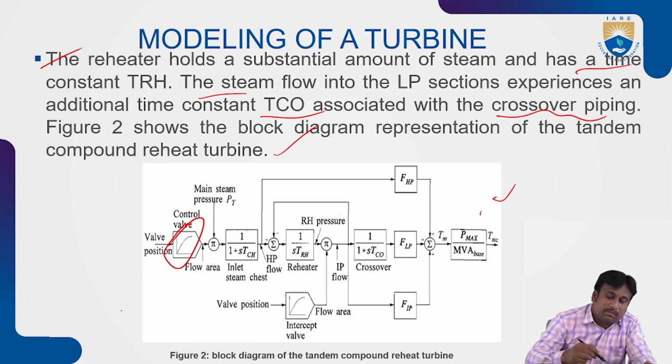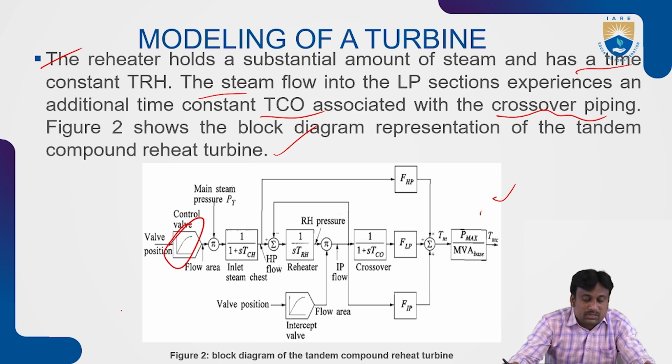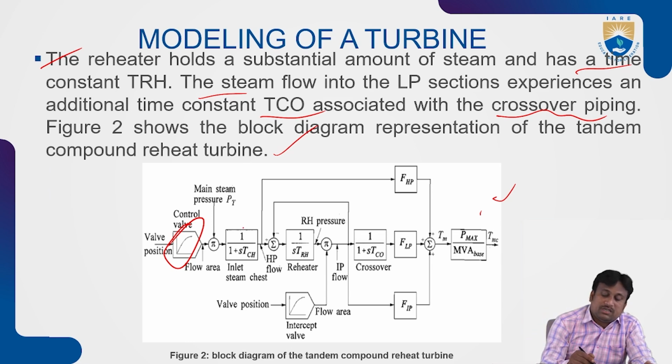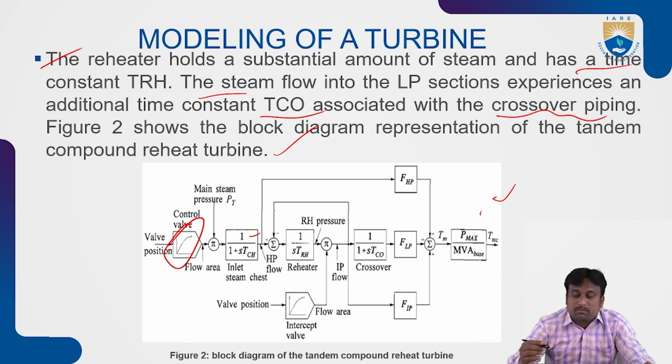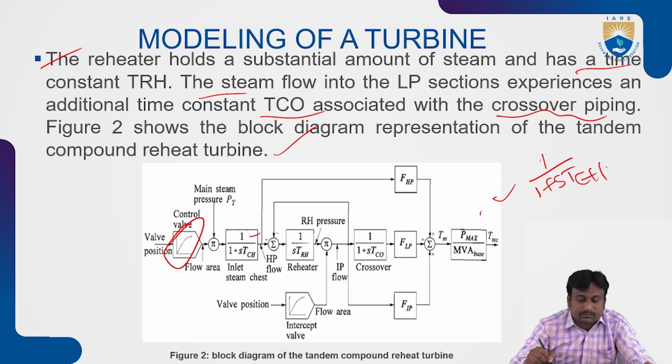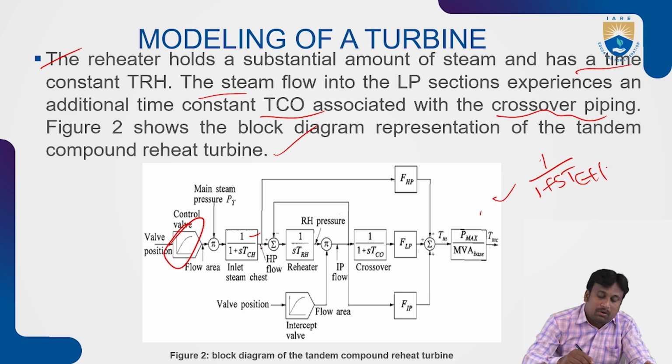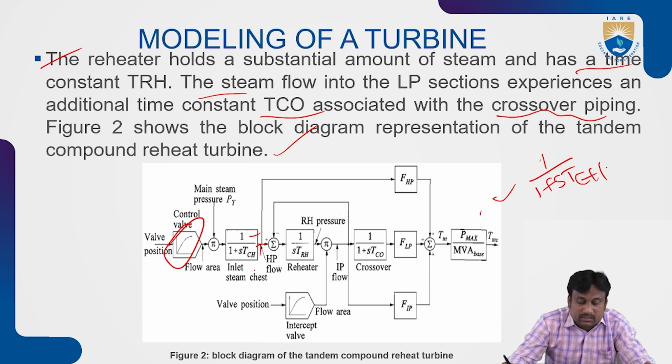So here this primary section is called valve position, which contains the control valve, and it will be connected to the main steam pressure, represented with a transfer function 1 by 1 plus STCH. So this is representing the inlet steam valve, and the block which is represented here, the chest section, is connected to the summing point with HP flow.